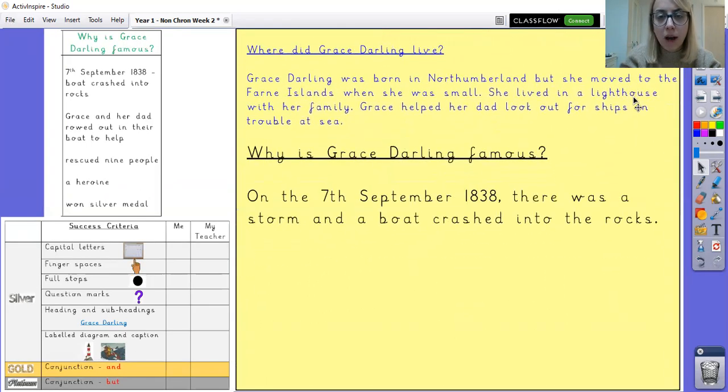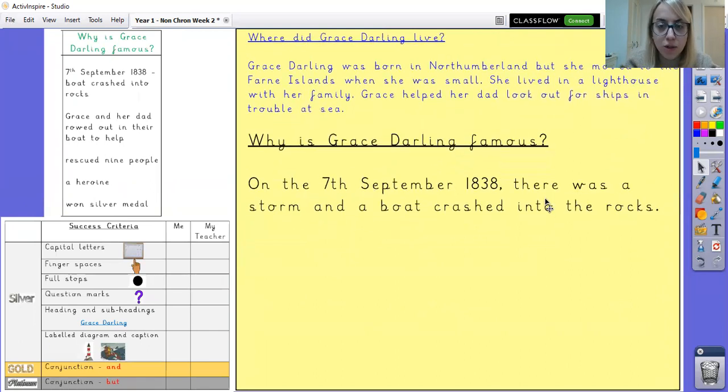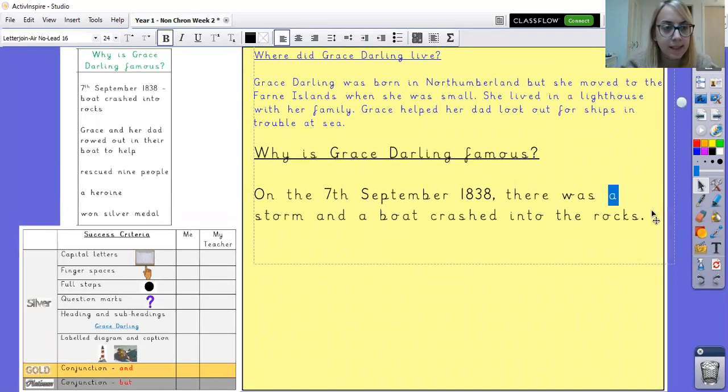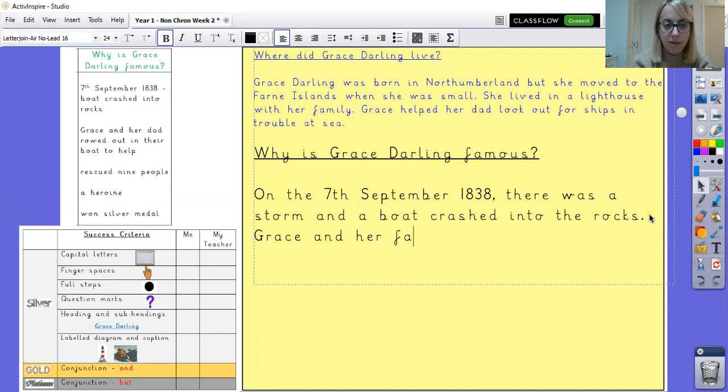Brilliant. Why is Grace Darling famous? On the 7th of September 1838, there was a storm and a boat crashed into the rocks. Okay, so I have included that fact there. Now I want to explain that Grace and her father rowed out on their boat to help. Okay, now again, I'm going to start off with my sentence. Grace and her father rowed out in their boat to help. So Grace, Grace and her father rowed out in their boat.